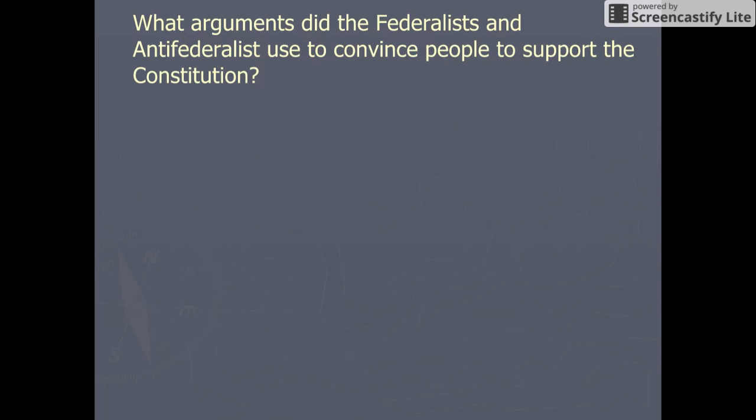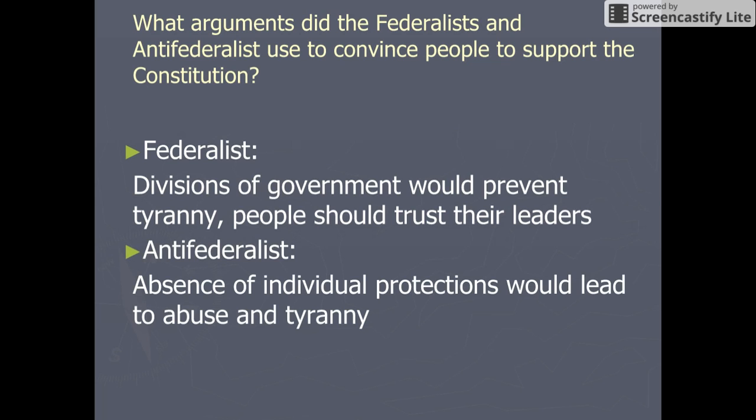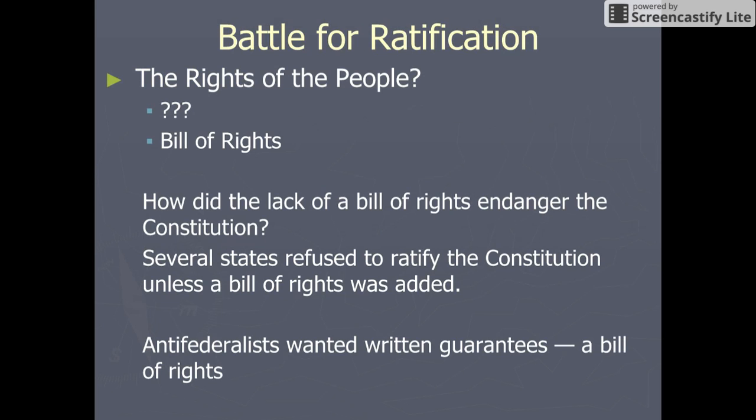So the arguments the Federalists and Anti-Federalists used to convince people to support their position on the Constitution. Federalists tried to convince people that the division of government would prevent tyranny. Because we had an executive, legislative and judicial branch, and checks and balances, people should trust their leaders. The Anti-Federalists, on the other hand, said the absence of individual protections would lead to the abuse of power and tyranny, meaning that under this system, a king could emerge or people could abuse their power.